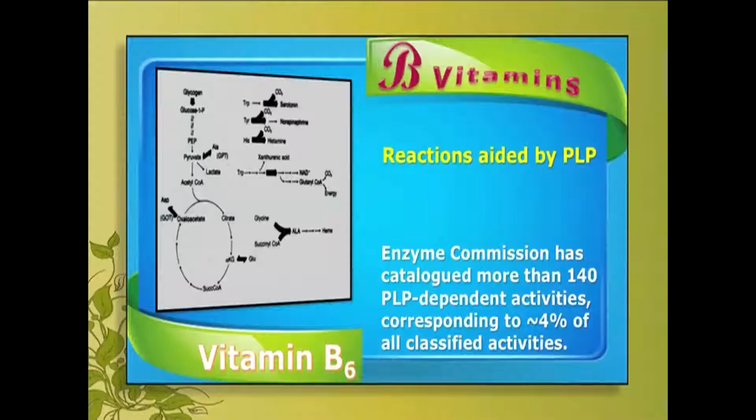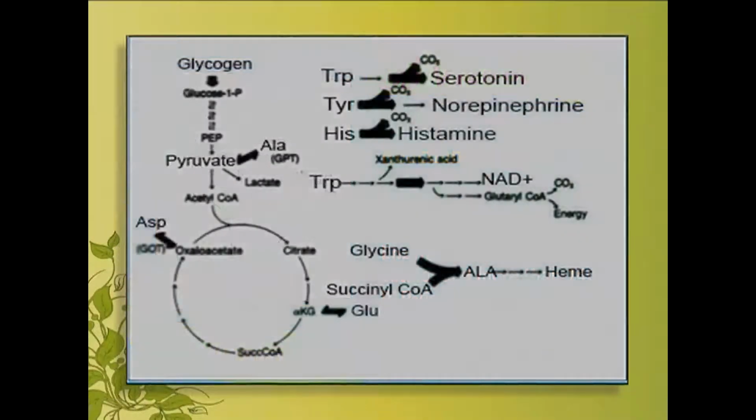This cartoon summarizes all the reactions that are aided by PLP. On top are the decarboxylation reactions, where we see tryptophan is decarboxylated to form serotonin, tyrosine to norepinephrine, and histidine to histamine. This reaction over here shows the synthesis of ALA by combination of glycine and succinyl-CoA to form ALA, which leads to the synthesis of heme. The reaction over here is the reaction of glycogenolysis, where glycogen is broken down to maintain blood glucose level, and the enzyme that is responsible is glycogen phosphorylase, which requires PLP for its function.